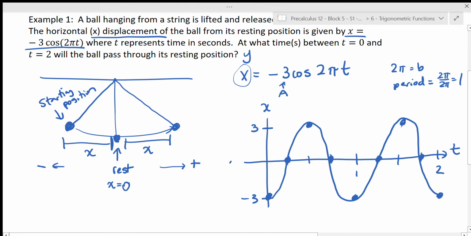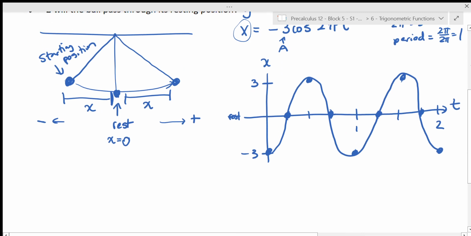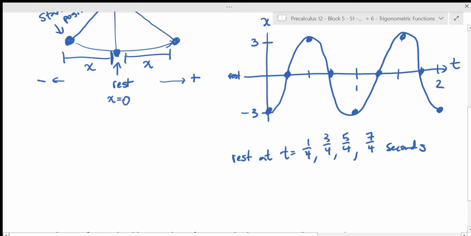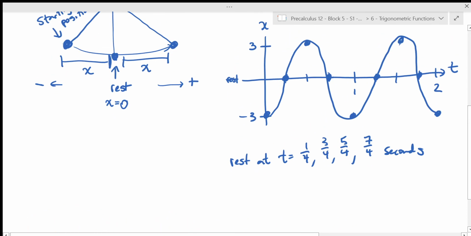Rest is here at our x-axis, and we can see it happens 1, 2, 3, 4 times. So we hit rest at t equals 1/4, 3/4, 5/4, and 7/4 seconds. So that's the graphical way of solving it. We can also solve it algebraically, and this actually may prove to be a little bit more challenging.